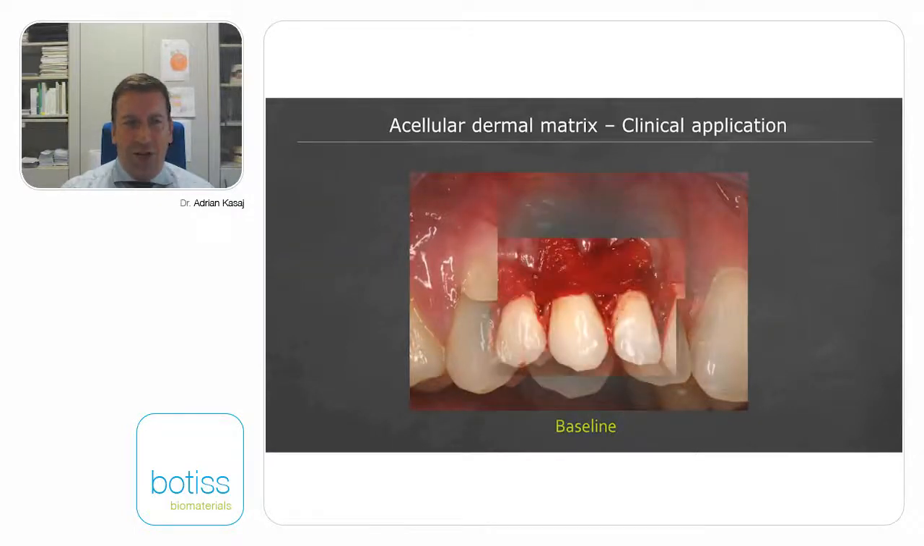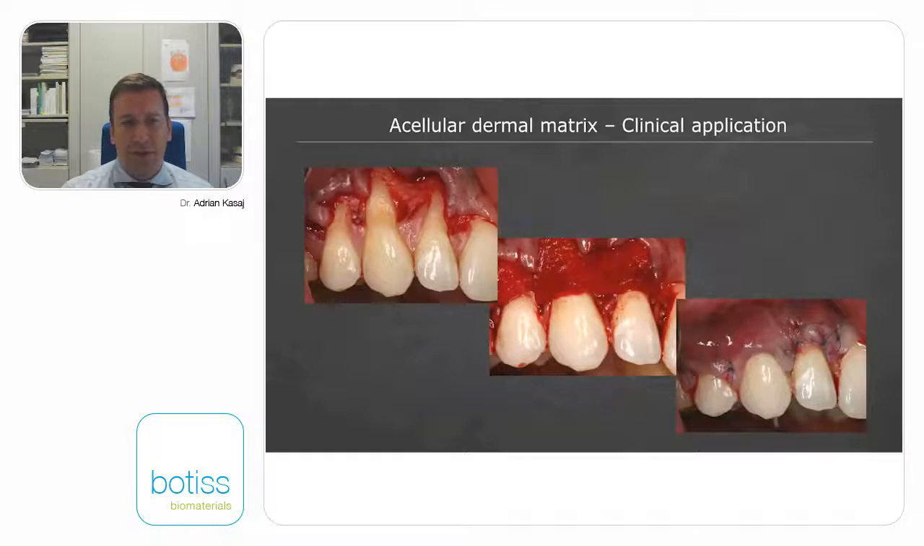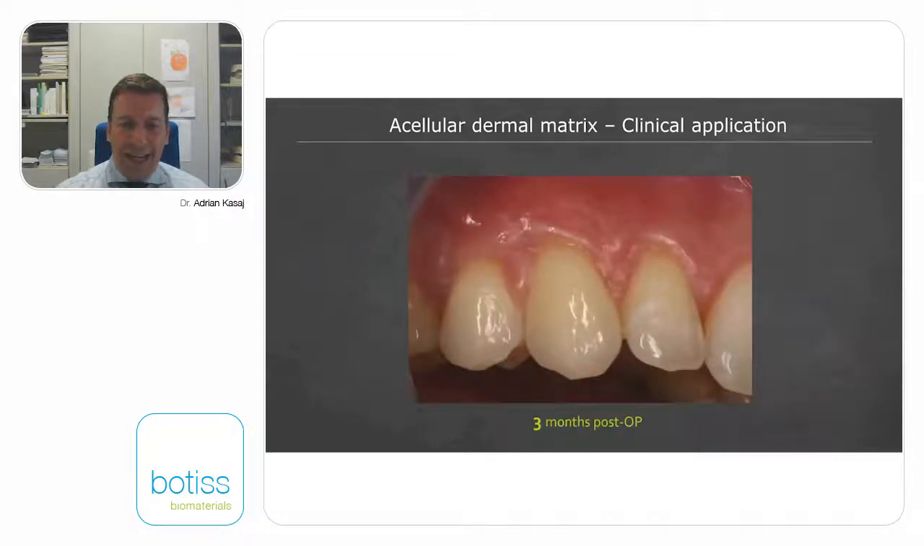And another clinical case in the first quadrant, you see multiple gingival recession in this area, and here the preparation again of a modified coronally advanced flap. Again, the mixed preparation, split in this area, full in this area, and again split in the apical portion. Here the rehydrated dermal matrix sutured to the recipient site, tensionless advancement of the flap. You can see here the clinical situation 3 months post-operative.